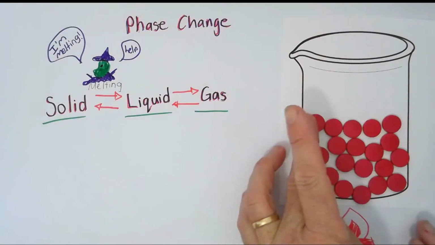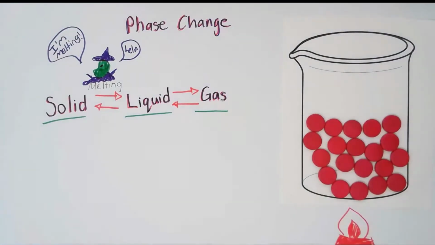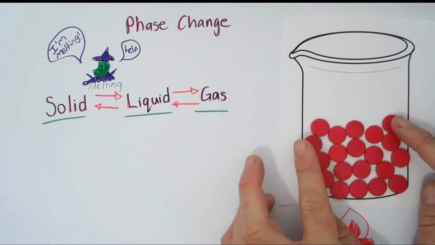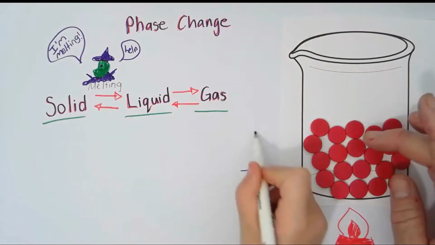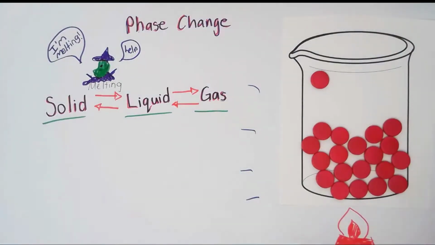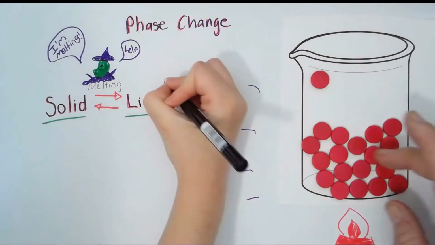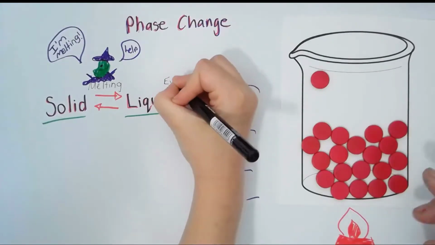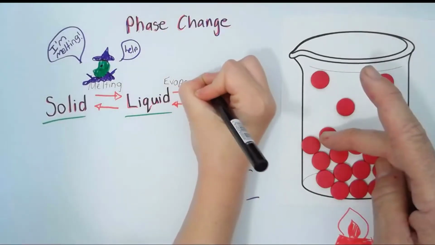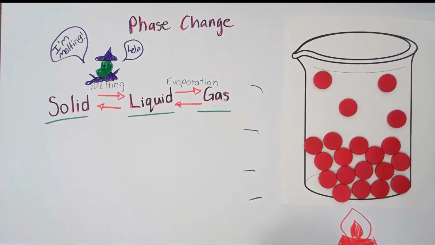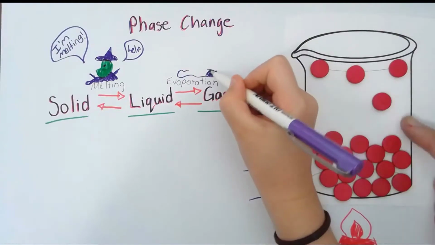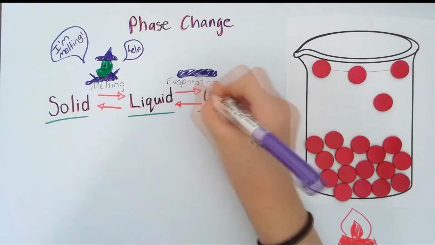And then when we add more energy, the particles vibrate more and more, and so some of the particles that are at the surface of the liquid escape, they actually break away from the liquid and become a gas. And that's the process that we call evaporation. Evaporation is the phase change going from a liquid to a gas. And it always happens on the surface. So the particles have more energy, and they're able to break away from that attraction.